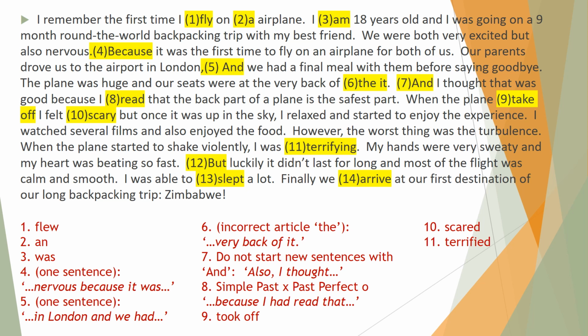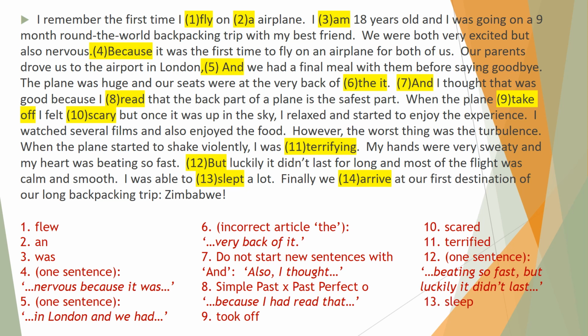My hands were very sweaty and my heart was beating so fast. But, don't start a new sentence with the word but. So in this case, let's make it one sentence. My heart was beating so fast, use a comma, but luckily it didn't last for long and most of the flight was calm and smooth.